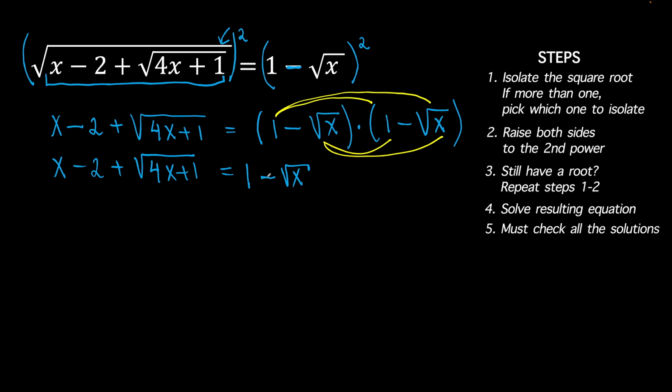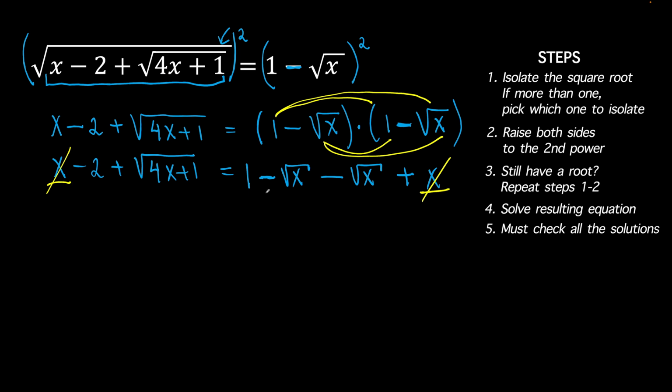Draw your negative signs long enough so they stand out. Now, negative square root of x times 1 will be negative square root of x. Negative square root of x times negative square root of x will be plus x, because negative times negative is positive, and then square root of x times square root of x will be just x. Now look here, we have good news here. We have x on the left and x on the right, so we can cancel them out.